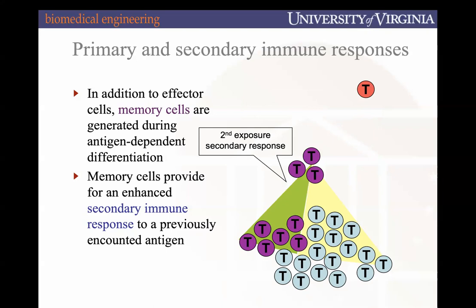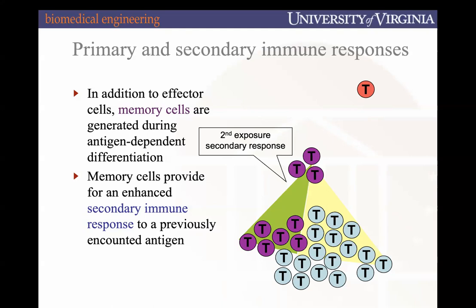And so the ability to develop these memory cells as one flavor of our T cells and B cells helps promote an enhanced secondary immune response, a response to secondary exposure to this antigen that we've seen before.